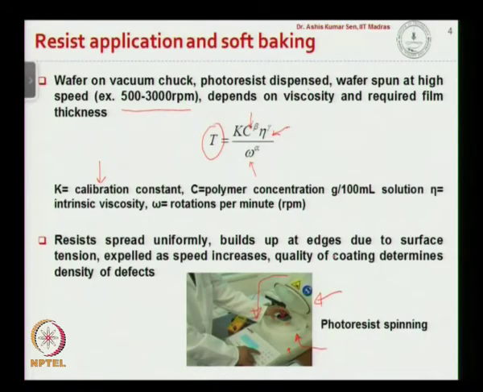At low speed, the thicker SU-8 around the edges forms what is called the build-up edge. And this is because of the high surface tension of the photoresist. It is very important to maintain a good quality coating on the substrate, because a good quality coating would lead to a good quality surface on a substrate for the further processing of the wafer.